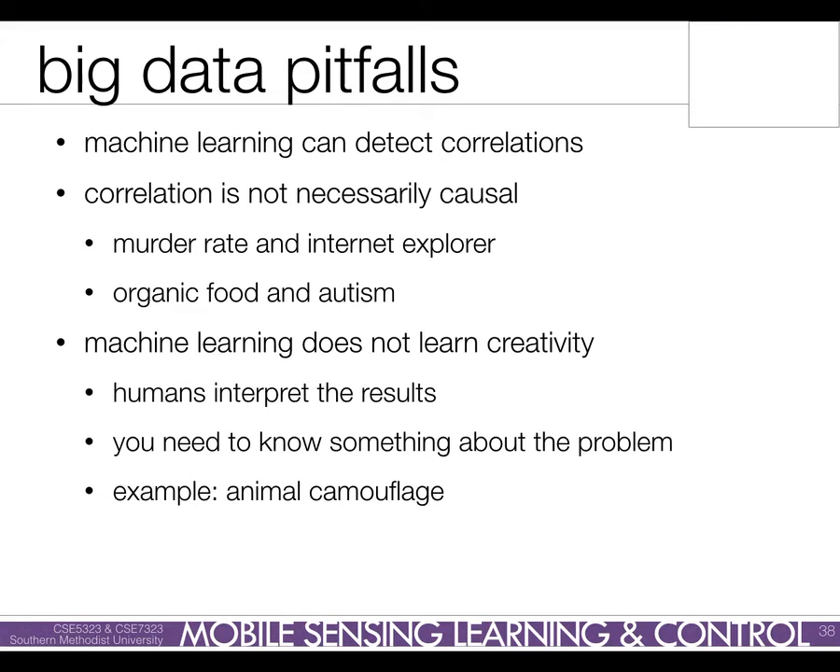So machine learning does not learn creativity, right? What do I mean by that? You're not going to solve something really, really complicated with machine learning. And the classic example of this is animal camouflage. Let's say you wanted to teach a machine learning algorithm how to detect animals that were camouflaged in their natural environment.